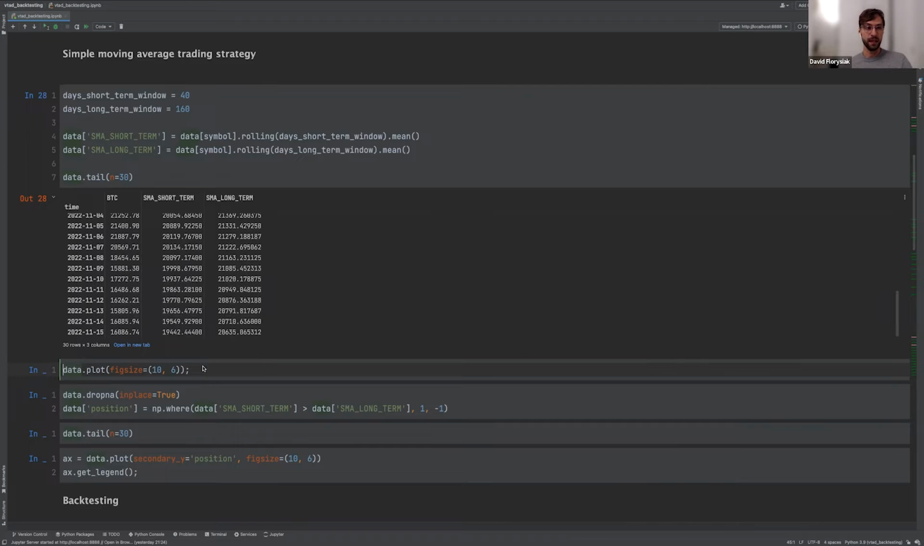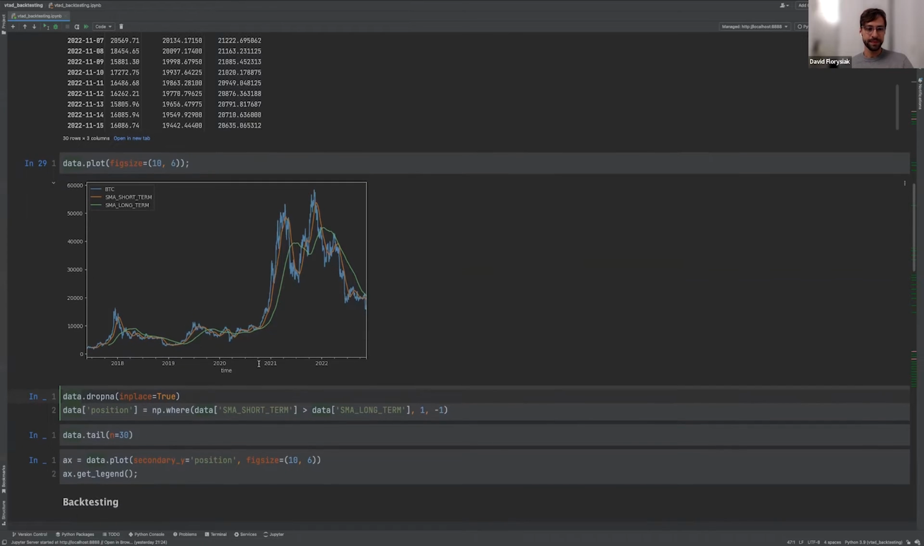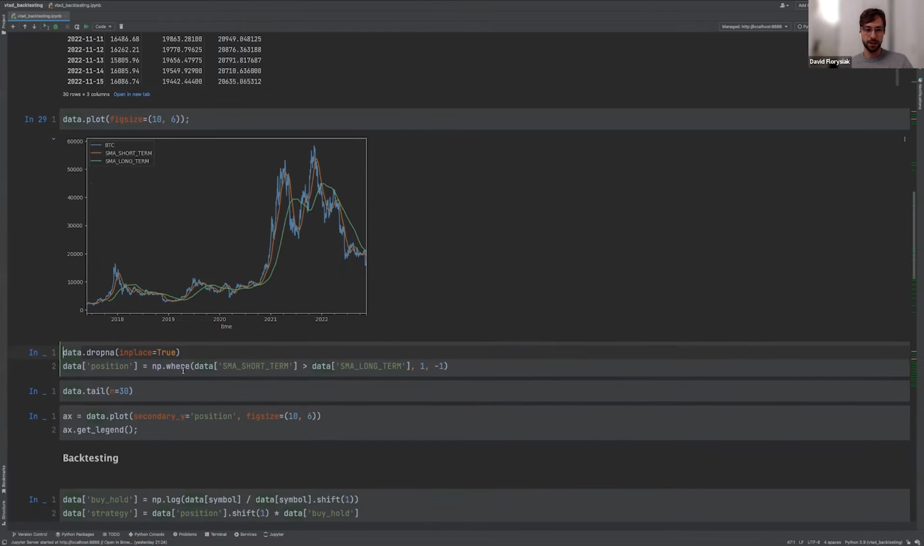Okay, and how does this look graphically? It looks like this. We have the Bitcoin price in blue, the short-term moving average in orange, and the long-term average. And you can see the moving averages have to be on top of each other or below each other. According to our trading strategy, whenever the short-term moving average is larger than the long-term moving average, this is the long signal, and otherwise it's the sell signal. So let's see how this looks here.